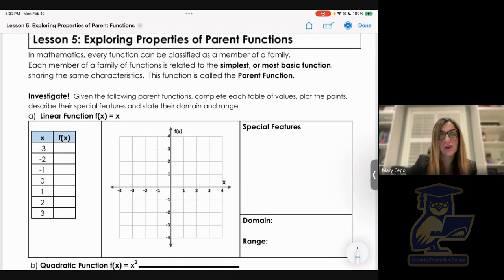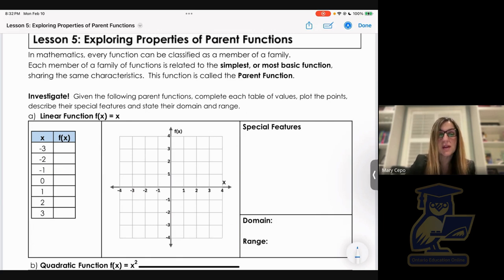Now, if you recall, in grade 9, we explored the linear function. In grade 10, we explored the quadratic function. In grade 11, we are going to be exploring many more, starting with the square root function, the absolute value function, the reciprocal function, and later on in the course, we will be exploring the exponential function as well as the sinusoidal function. Now, with all these functions, we need to really know and understand the characteristics of each of their parent functions. So the simplest, most basic form of that function.